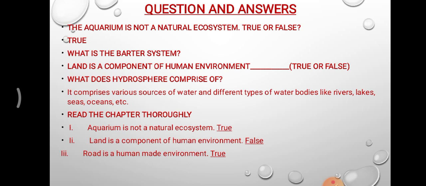Read the chapter thoughtfully. Human development is not a natural ecosystem too. Second, land is a component of human environment. False.